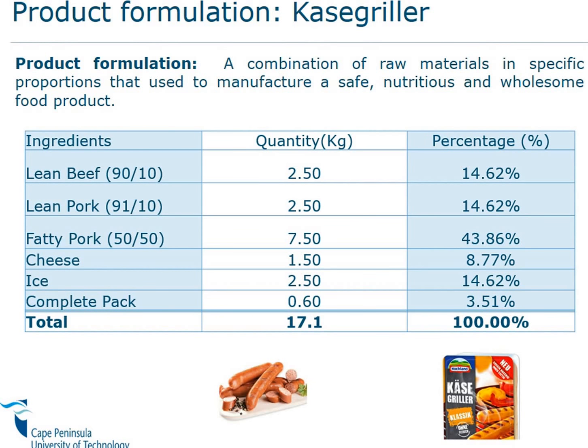So before the person can go into the lab or into the pilot plant to manufacture a product, at least he or she already knows what quantities are needed in order to produce this Kasegriller, which is this product. It's a sausage with cheese, right, as you can see here at the bottom. Perhaps now you are asking yourself, but how can one do this in practice?